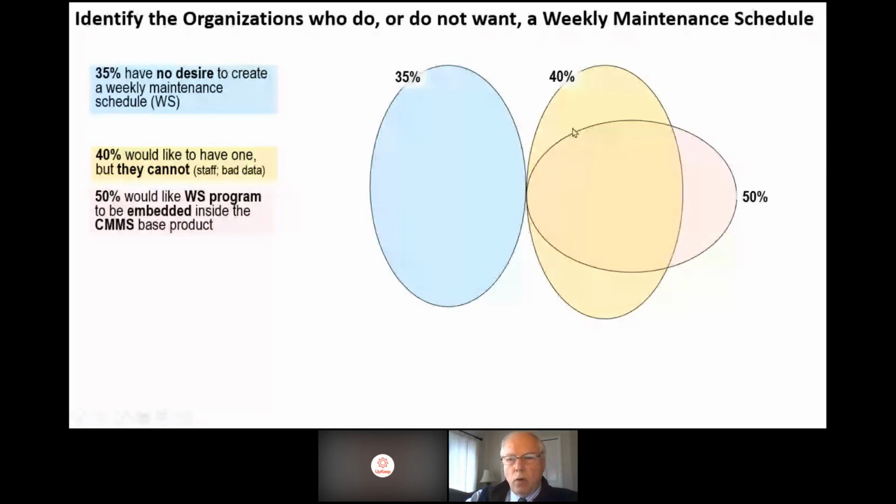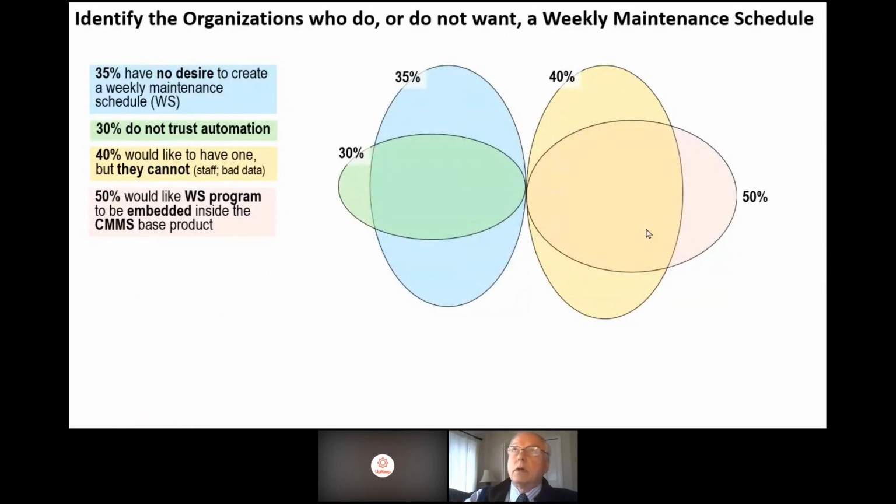And so you see that oval sort of intersects with the 50%. All right. Now 30% do not trust any kind of automation. So even if there was a scheduling solution that had the capability of automatically leveling, they wouldn't use it. They wouldn't activate that feature because, quite frankly, they don't trust automation. They can't see it. They can't touch it. And they're saying, well, how the heck did that set of work get selected?